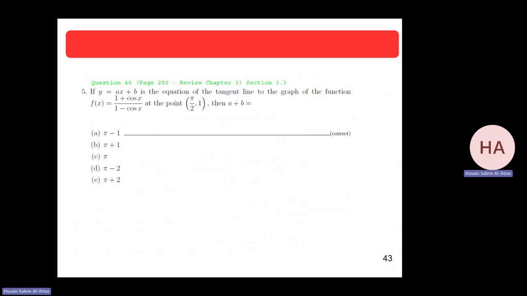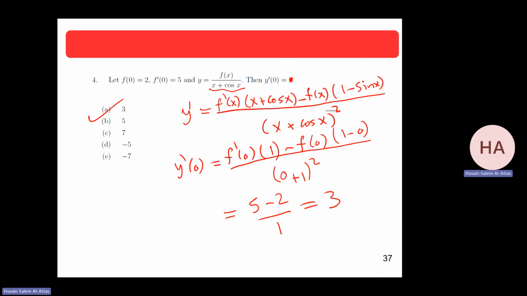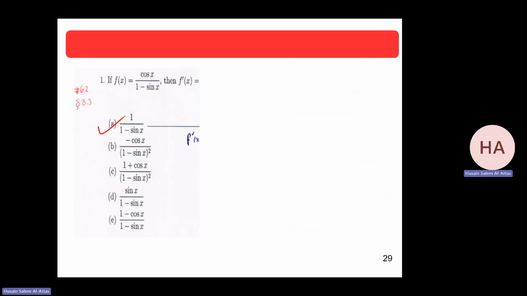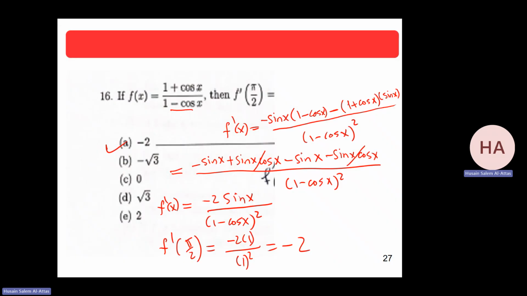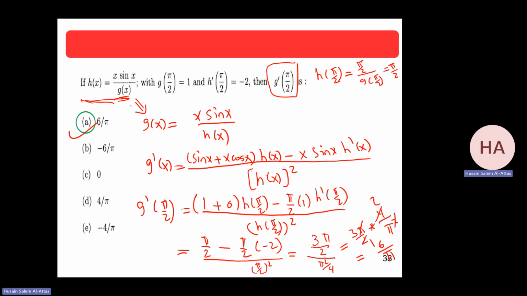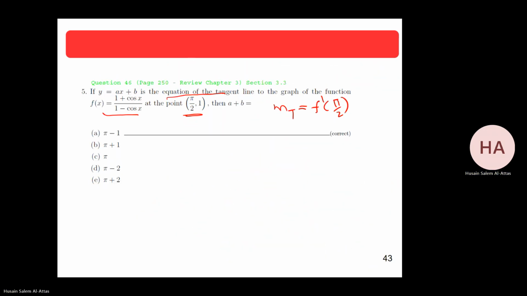Okay. Now, if y equals ax plus b is the equation of the tangent line to this curve at this point, then to find the equation, the slope m of the tangent will be f prime at pi over 2. I think we did this: 1 plus cosine over 1 minus cosine. Did we do it before? Yeah, to save time, we did this. F prime at pi over 2 is minus 2. No need to do it again. So f prime is minus 2.